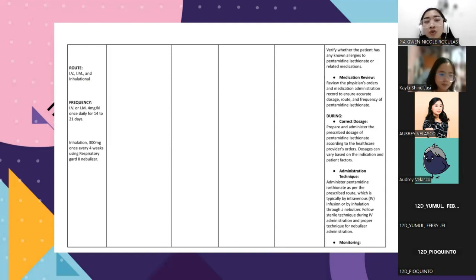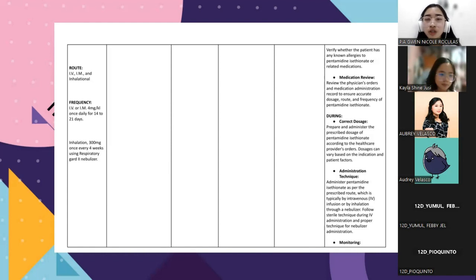So during naman ng nursing responsibility, we have to prepare and administer the prescribed dosage of this specific drug according to the healthcare provider's order. So dosages can vary based on the indication and patient's factor. So ina-adjust yan minsan ng mga physicians ang dosages kung ano yung mas better na dosage for the patient.